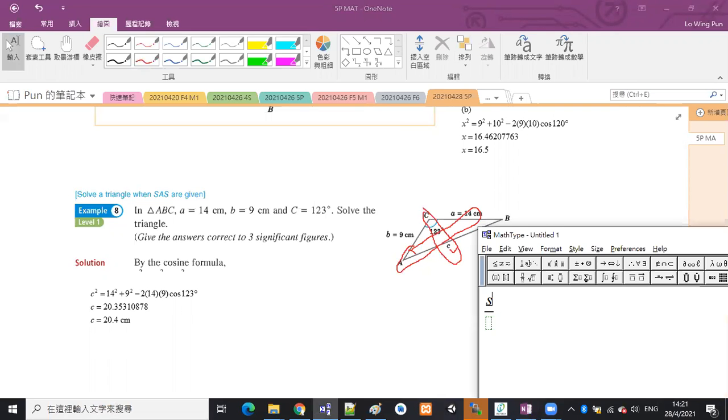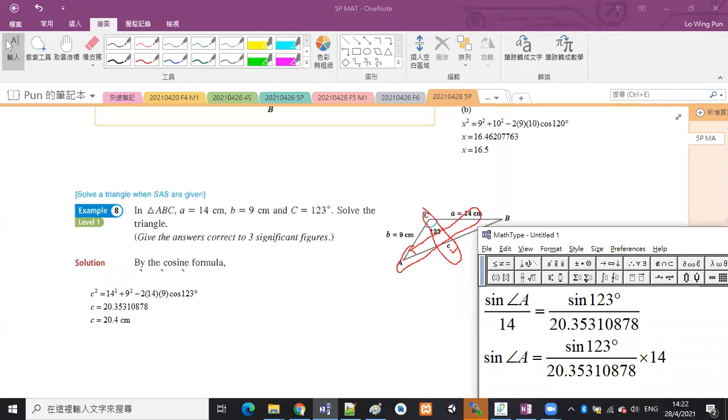So I want to find angle A, so sine angle A over 14 is equal to sine 123 degrees over 20.35310878. Sorry, I swapped. It should be the sine 123 degrees on the top, and then divided by the length c. Okay, and then sine angle A is calculated by sine 123 degrees over that length and then times 14. And then sine angle A will be this.